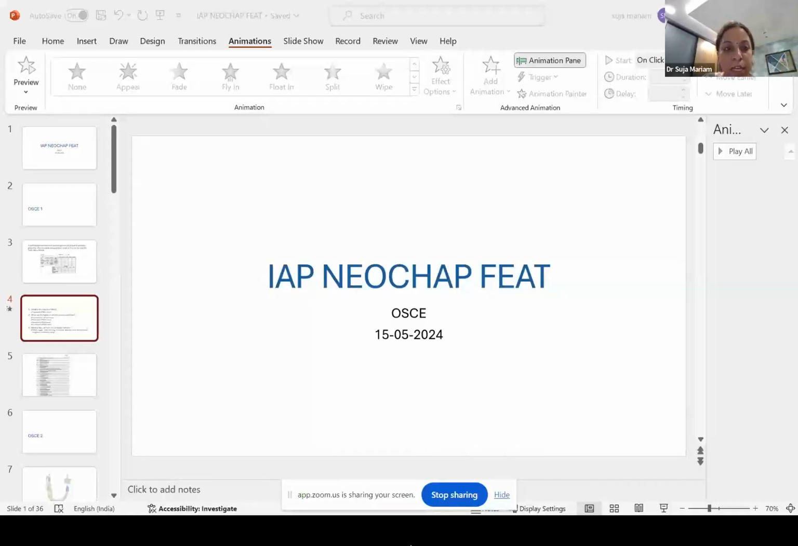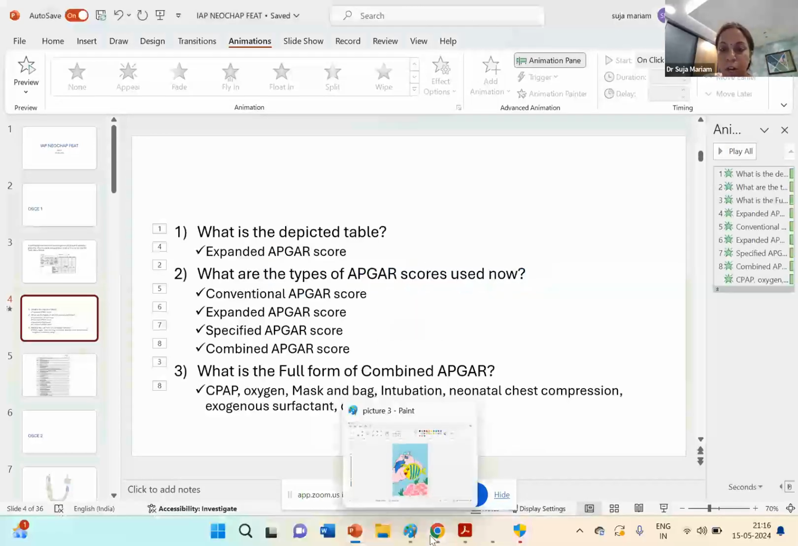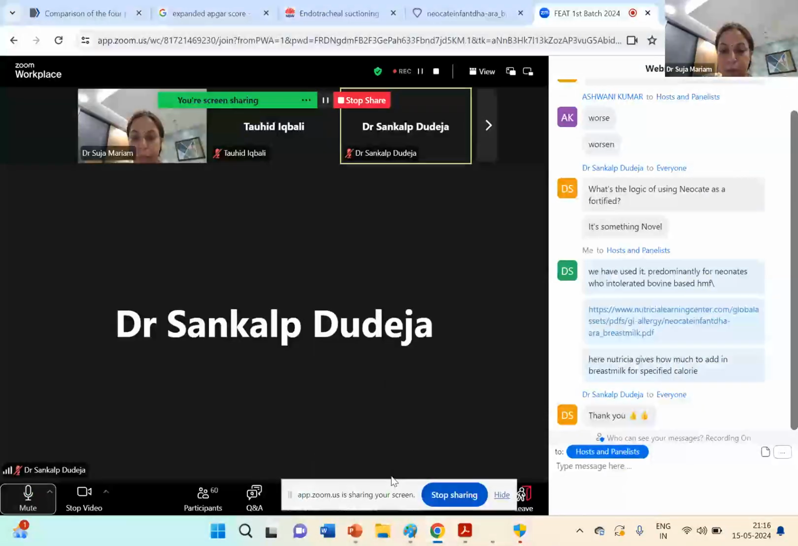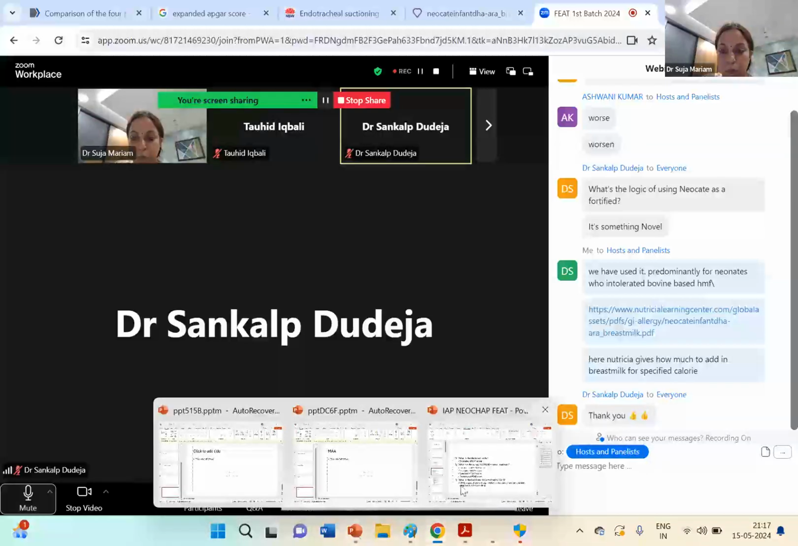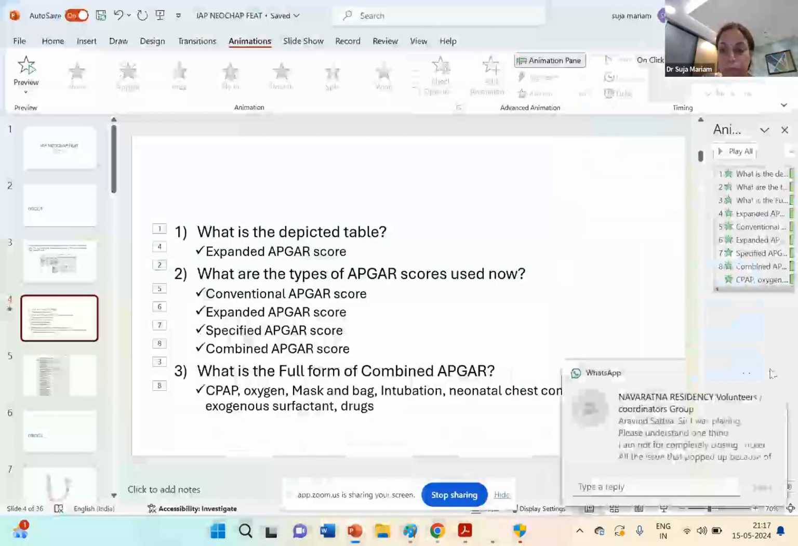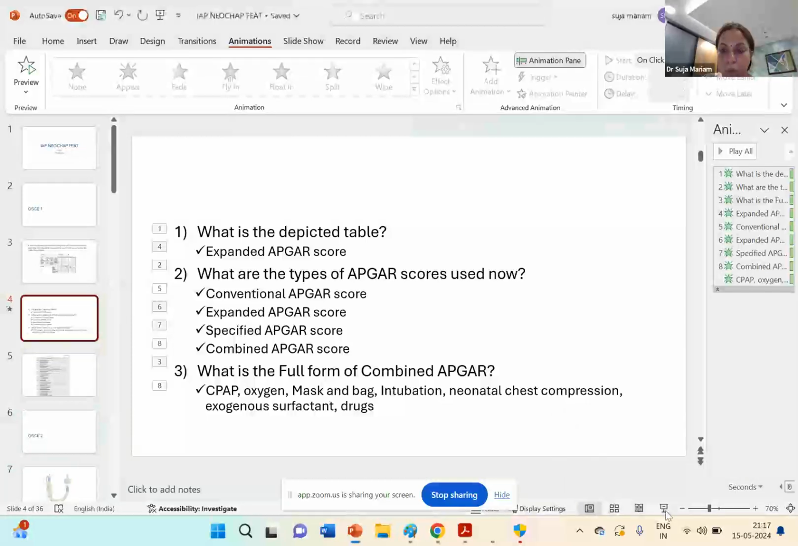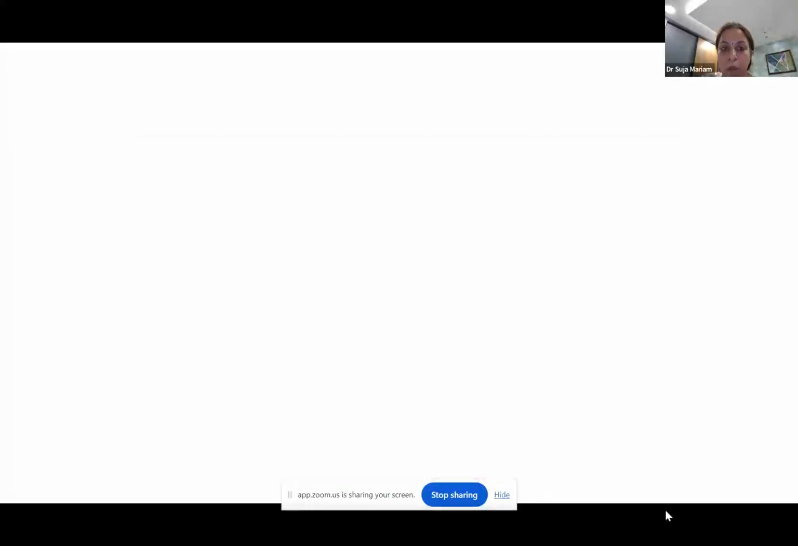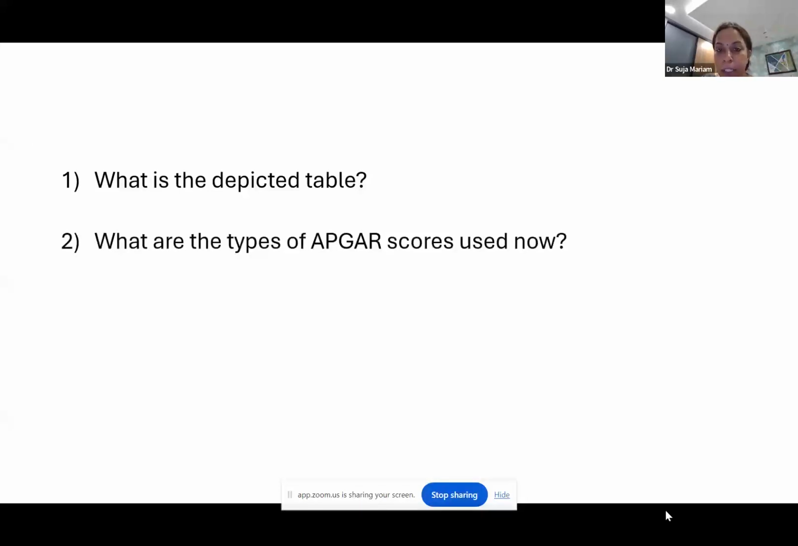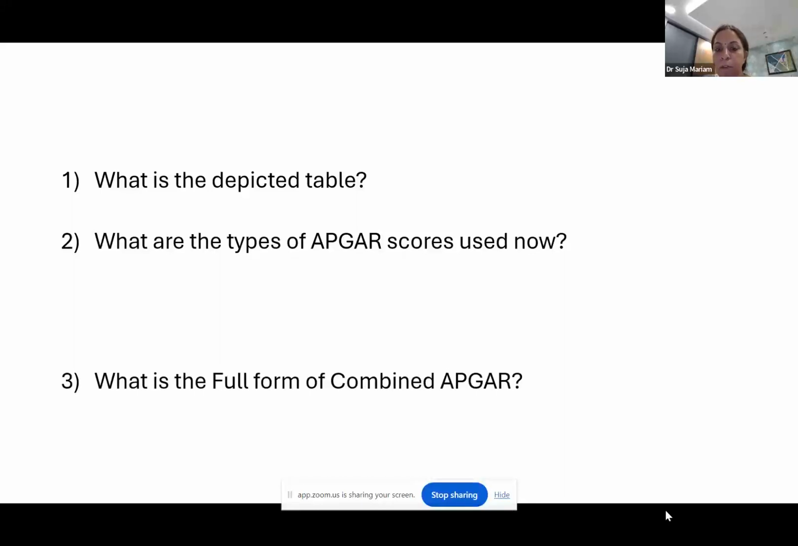So can we have the answers in the chat box if you're ready? So what is the depicted table? What are the types of Apgar scores used now? And what is the full form of combined Apgar? So we'll go ahead with the answers.